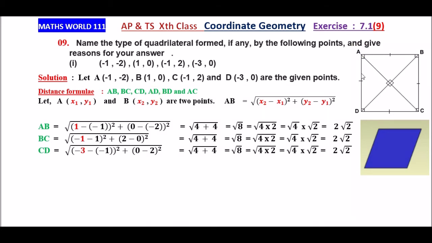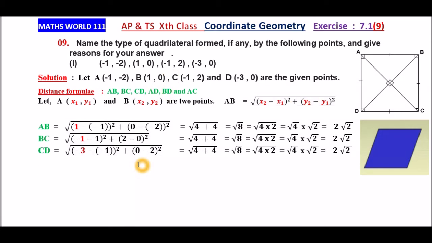This one. AD. So AD is nothing but the distance between the points A and D, where A is minus 1 comma minus 2 and D is minus 3 comma 0. So x1 is equal to minus 1, y1 is equal to minus 2, and D is minus 3 comma 0. So x2 is equal to minus 3 and y2 is equal to 0. So simply substituting these values x1, y1, x2, y2 in the formula, we get AD.